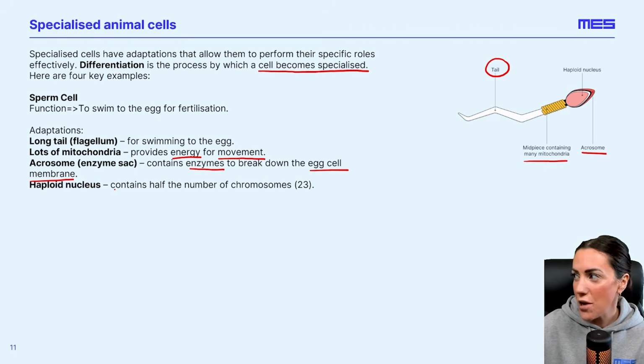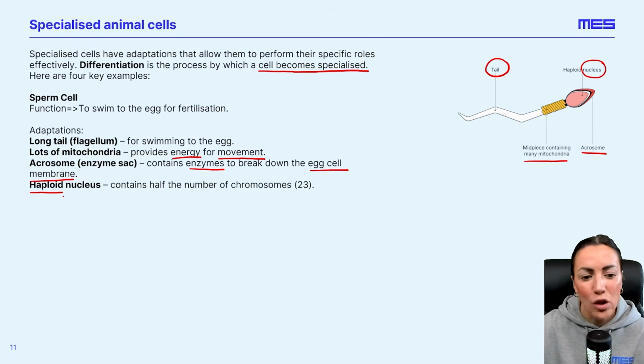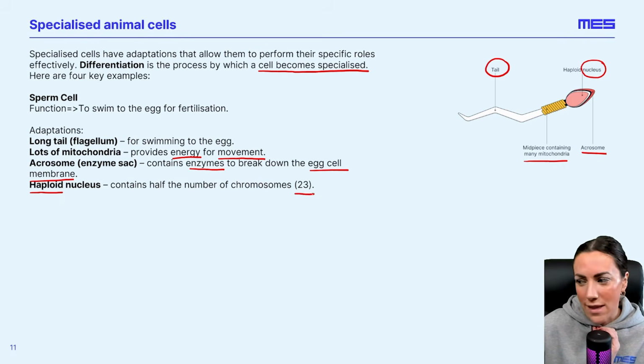And something else we should know, in this head region here, the nucleus is haploid. I always think H for haploid, H for half. It has half the number of chromosomes of a normal human body cell. So in our body cells, they have 46 chromosomes, but in the sperm cell, it will only have 23. And this is obviously because it's going to fuse with an egg cell. The egg cell will also have 23 chromosomes. So when they fuse at fertilization, you will have the full number of chromosomes, which we call the diploid number.